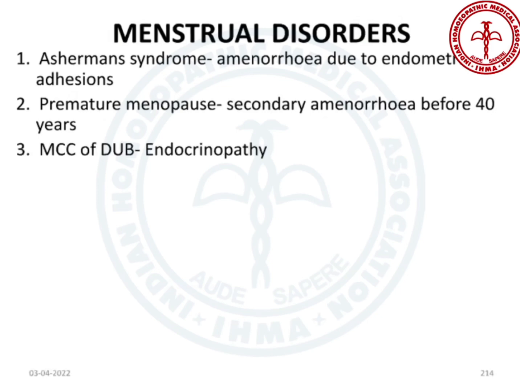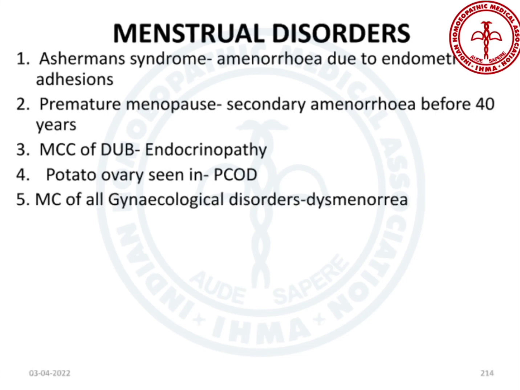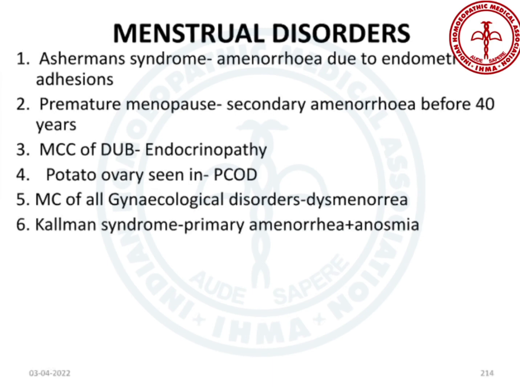And the most common cause of dysfunctional uterine bleeding, that is, the patient is presenting with severe uterine bleeding, but after testing the hormones or after testing the USG, everything is normal, no pathology. In such cases, it is most commonly due to an endocrinopathy. Okay. Now, potato ovary, the special cystic appearance of the ovary that is characteristically seen in polycystic ovarian disease. Most common of all gynecological disorders, actually, it is dysmenorrhea.